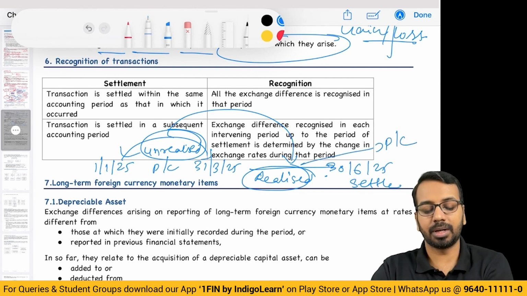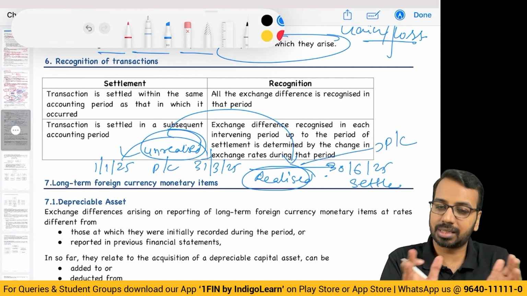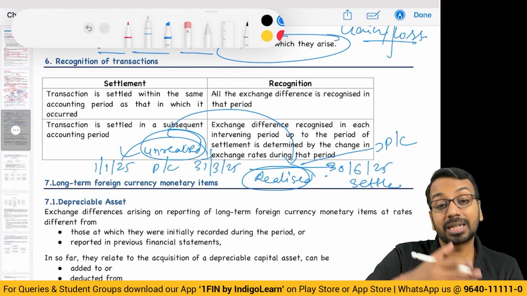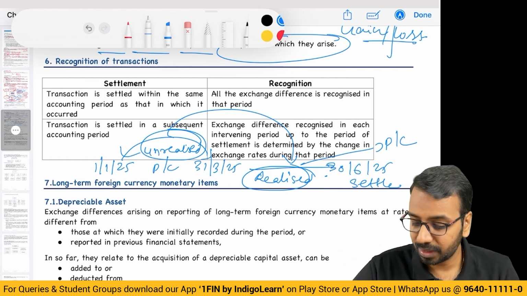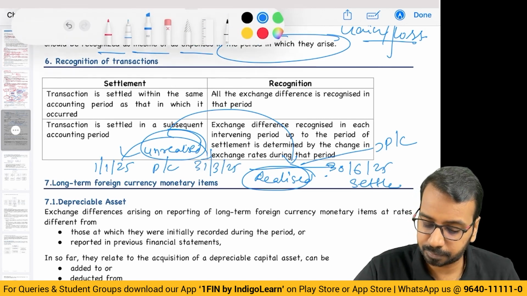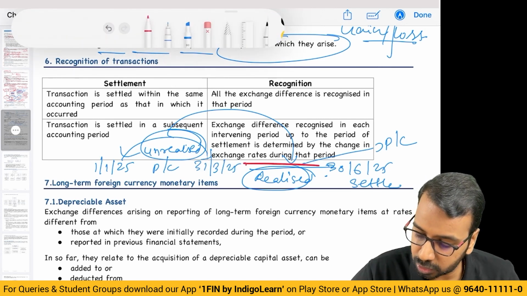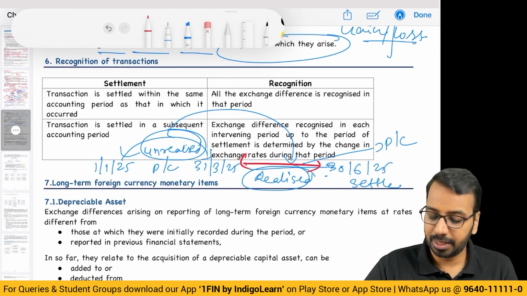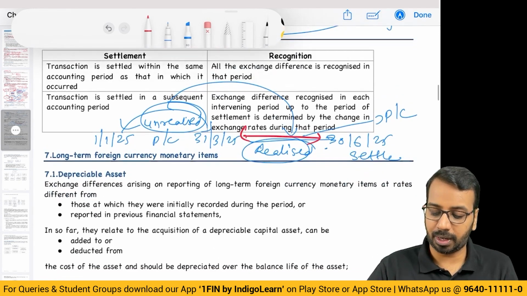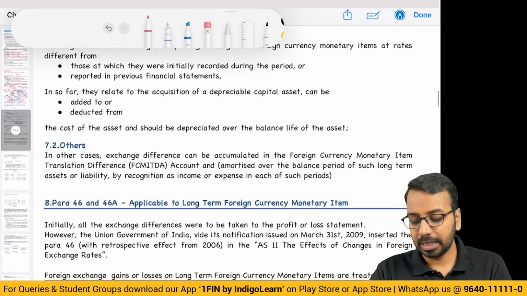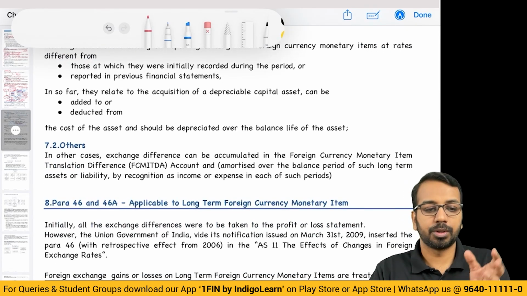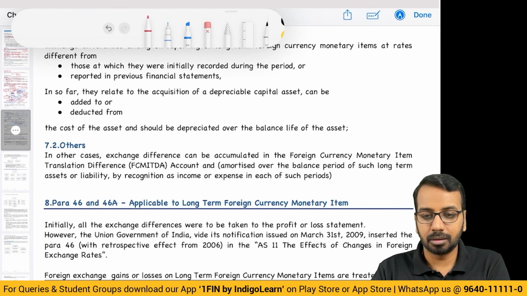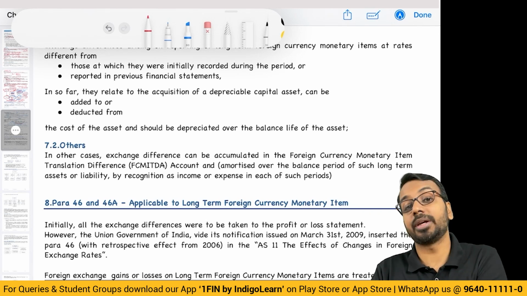So the thing to remember is if the transaction is settled in the same period, the entire gain or loss will be taken to P&L. If the transaction is settled in the subsequent period, then you will only take the gain or loss between this period, meaning from the year end till the date of settlement. Okay. So that is one thing you have to keep in mind. Now, there are some exceptions to the monetary items discussions that we had. And what about non-monetary items?